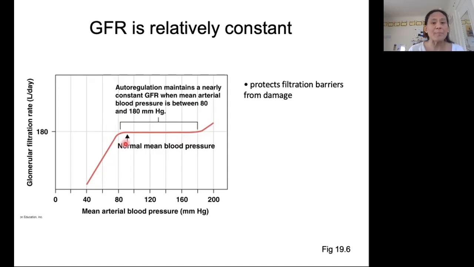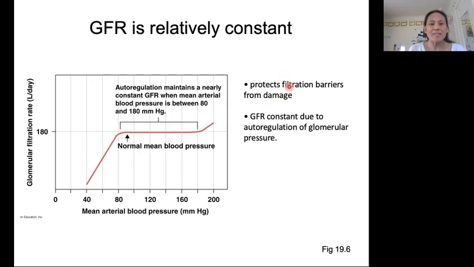And the reason we want to keep it constant is because we want to protect our filtration barriers from damage, right? So if we blow out those membranes, then we're going to start having leakage of all kinds of materials from the blood into the tubule, which then is going to end up in your urine. And we don't want that. We want to keep those things in our bodies, the proteins, the red blood cells, all of that stuff, right? So we want to protect our filtration barriers.